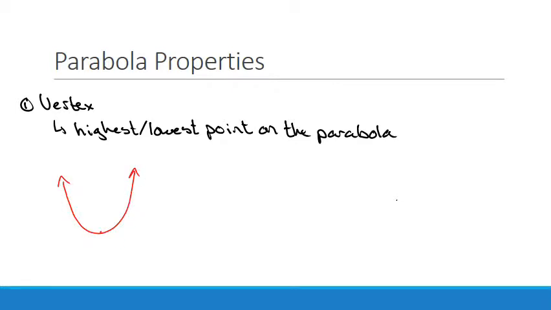So the highest or lowest point, a vertex will have either a highest or a lowest. So in this scenario here, I've highlighted the lowest point. So this would be the vertex. So it'll have a low point only. It won't have a high point. If the parabola looks like this, the negative type, the frowning type, the vertex would be at the very top. So each parabola has one vertex, and that's the highest or lowest point.